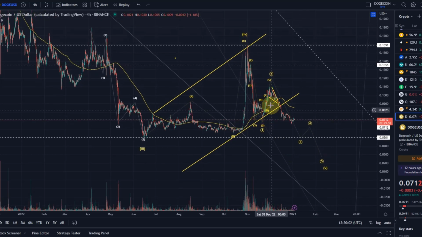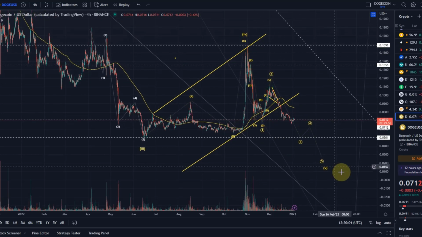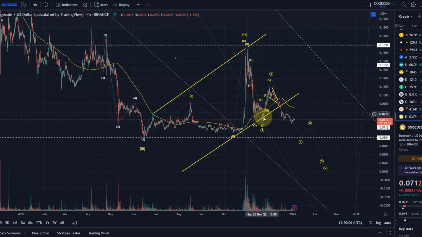That's the June low, and as we break this, we're gonna go quite a bit lower, I believe. Looking at this structure here, this fifth wave, I can see a first wave as complete when we hit the 7 cent level, a wave two retracement done, and now a wave three down.